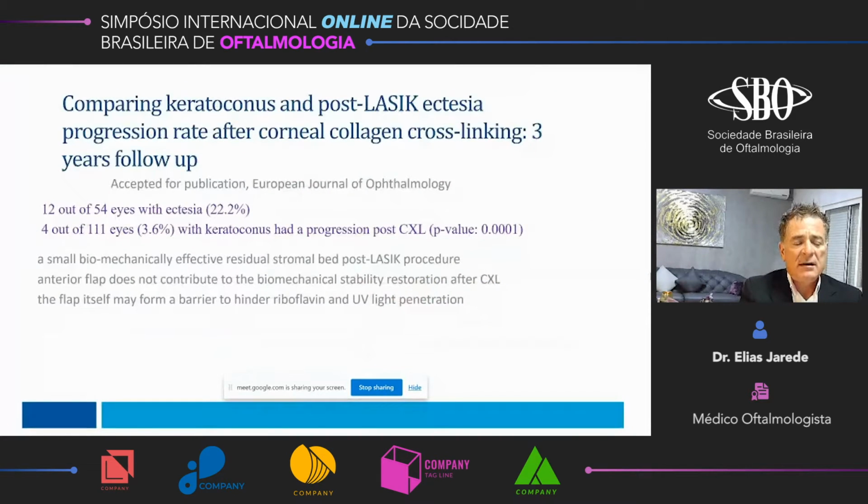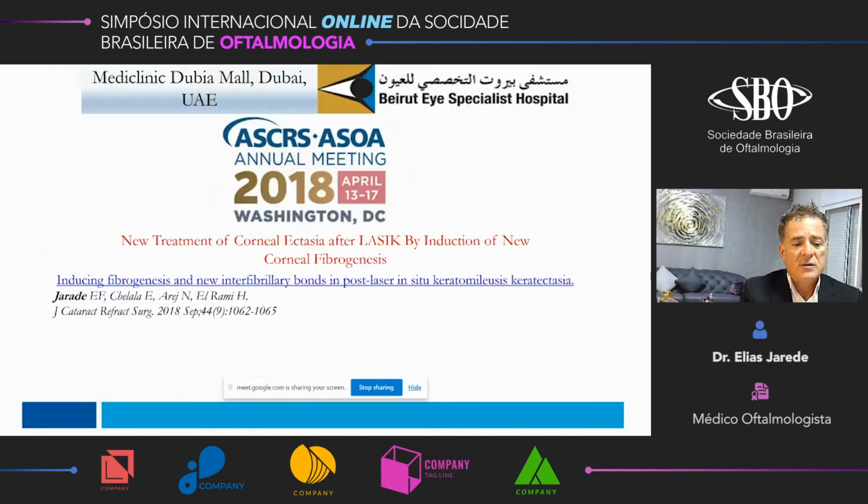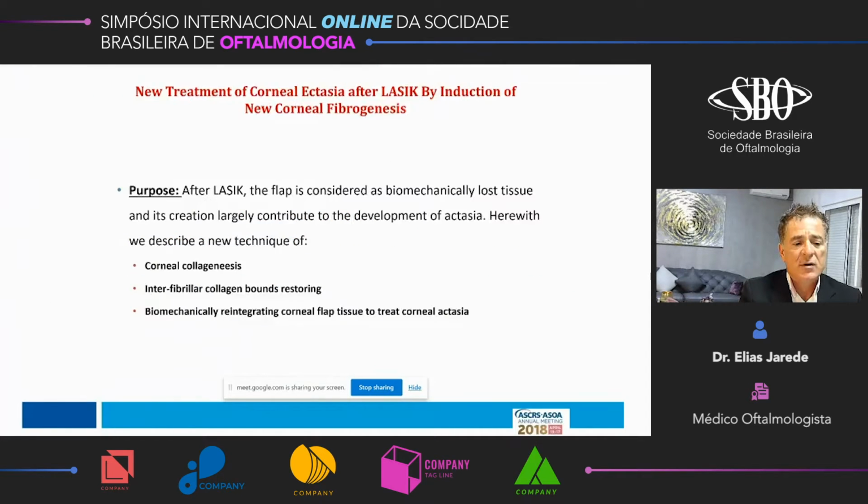Well, again, regarding cross-linking and ectasia, we have demonstrated, in an ongoing study to be published soon in the European Journal of Ophthalmology, a 22% recurrence rate in post-LASIK ectasia patients after doing the cross-linking. That implies doing another technique, by inducing fibrogenesis vertically by puncturing the cornea to induce fibrosis, and this would help to biomechanically reintegrate the cornea to the underlying stroma and restore the corneal biomechanics.